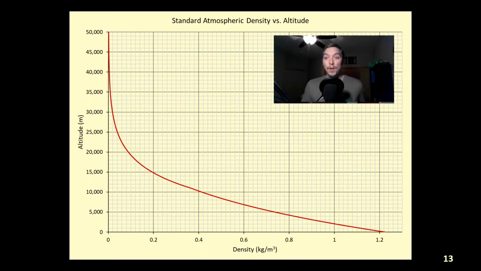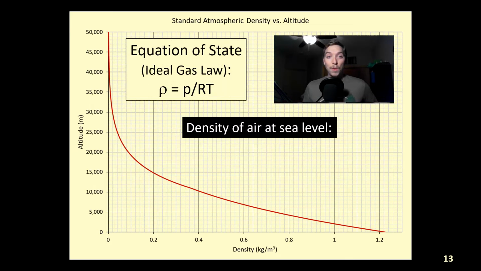So what is the atmospheric density of air at sea level? Well, using our reorganized ideal gas law, where density is equal to pressure divided by the specific gas constant times temperature, we can figure this out.